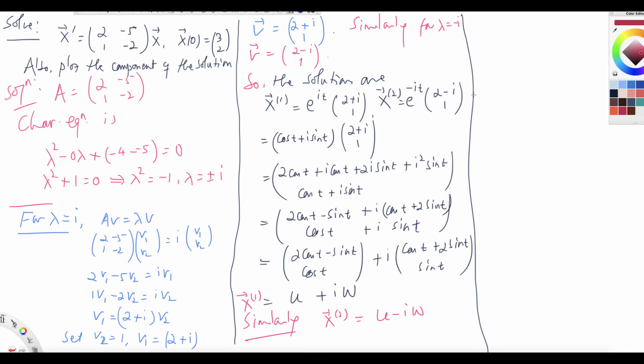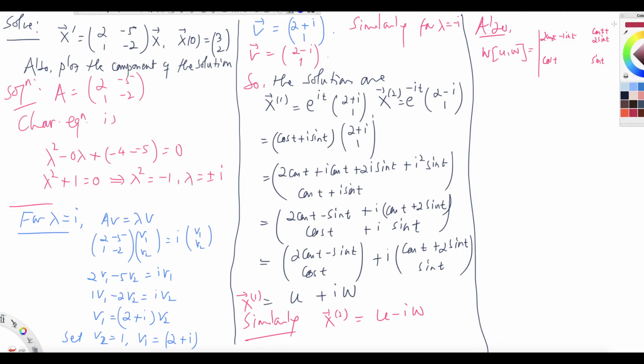Now, because our goal is to find the general solution, you need to find the Wronskian and make sure that the Wronskian is not zero to write down the general solution. If the Wronskian is not zero, then these solutions are called the fundamental set of solutions, and then c1 u plus c2 w will be the general solution. Also, I'm going to write the Wronskian of u and w. I may not have enough space there, so what I'm going to do here is: 2 cosine t minus sine t, and then cosine t, the second component, right? For this one you get cosine t plus 2 sine t, and then here it will be sine t. Okay, and then a straight line there.